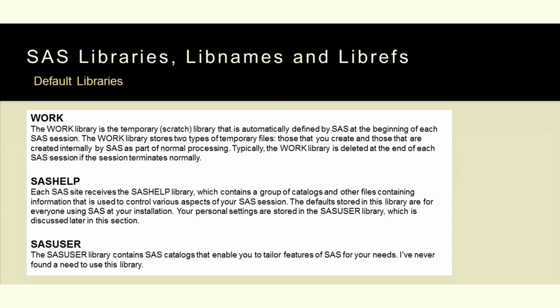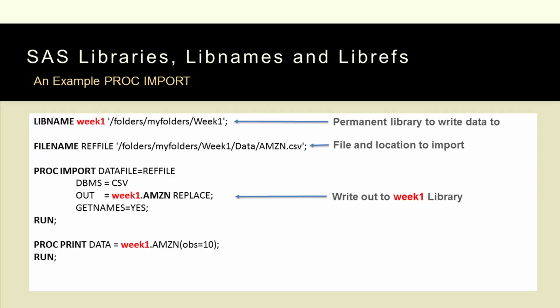SAS Help is another library. It contains a whole bunch of data sets out there. It's really used in the documentation. So if you ever look at some of the SAS documentation, often they'll refer to data sets stored in the SAS Help library. Finally, the SAS user library. It contains things that allow you to tailor your SAS experience to your needs. Personally, I've never found a use for these. I've never needed to use SAS user in the last 15, 20 years.